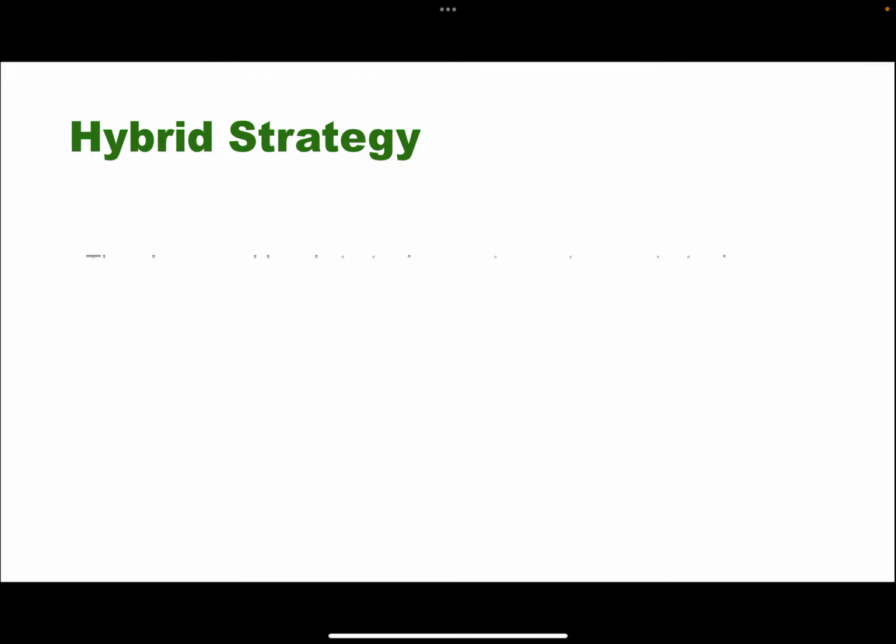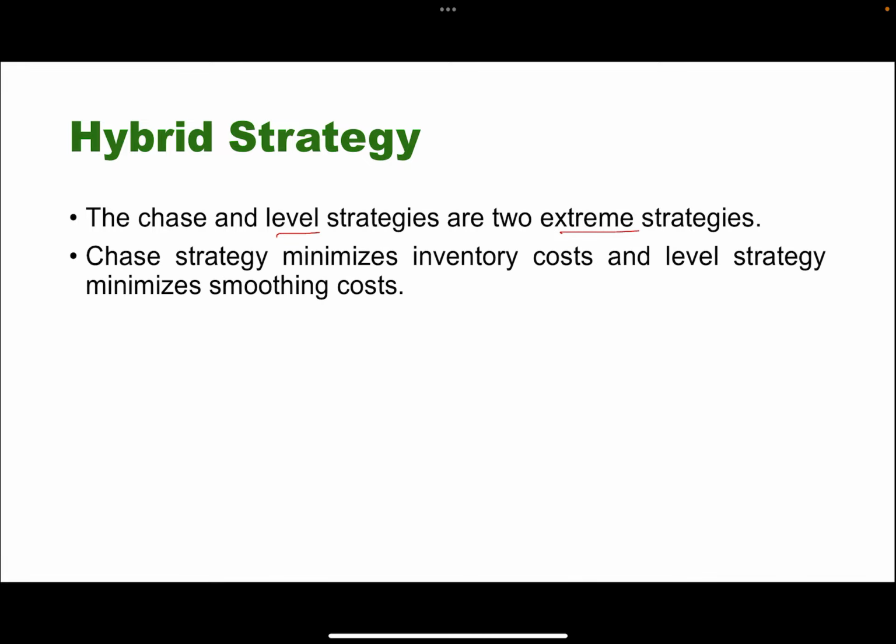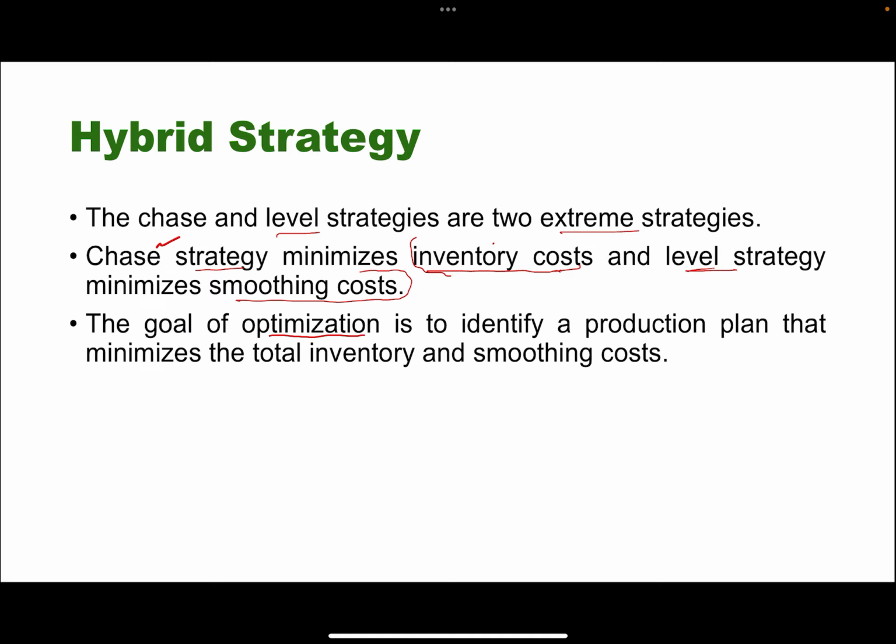Next one is the hybrid strategy. The chase and level strategies are two extreme strategies. We are not using them directly, so we usually use a mixture of these two strategies. The chase strategy minimizes inventory cost and the level strategy minimizes smoothing cost. Chase strategy eliminates inventory, and level strategy minimizes smoothing cost, because you have the same level of production.